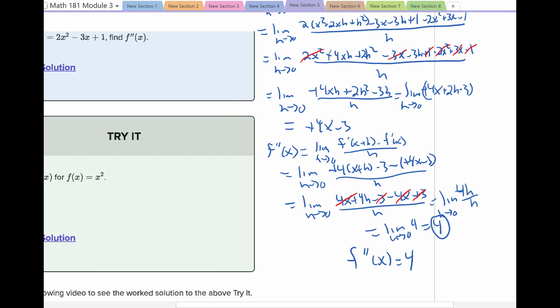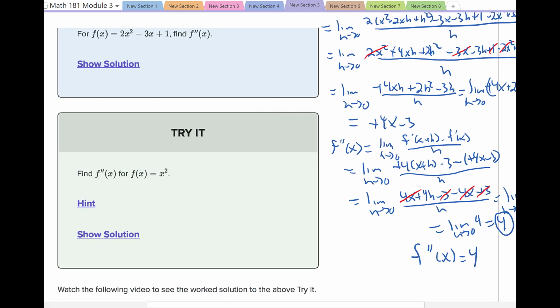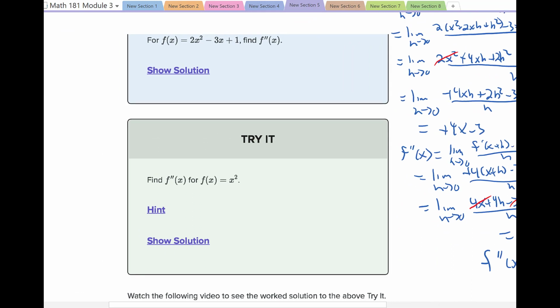Okay. That's the process. The example they want you to try, which I kind of used up all the space for, but we'll look at this. f prime of x. I feel like you've already seen this one. The limit as x approaches h of f of x plus h minus f of x all over h. It's going to be the limit as h goes to 0. Not x goes to h.